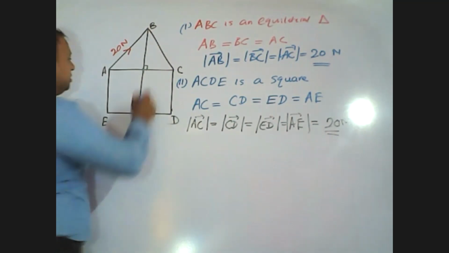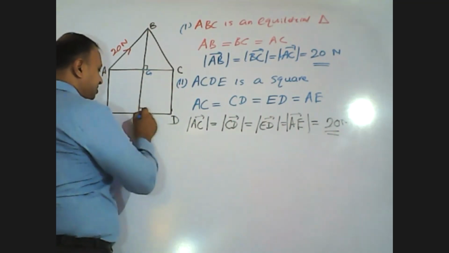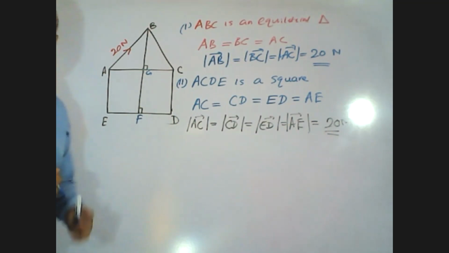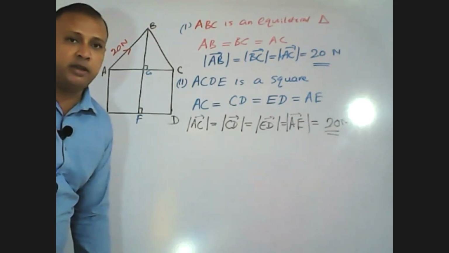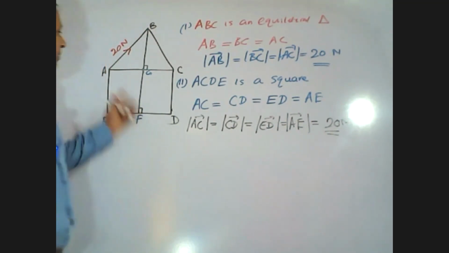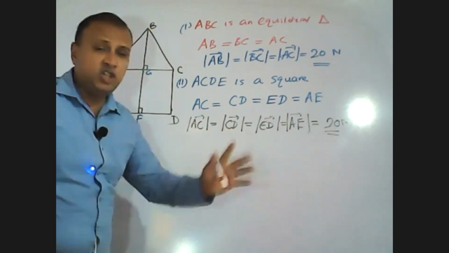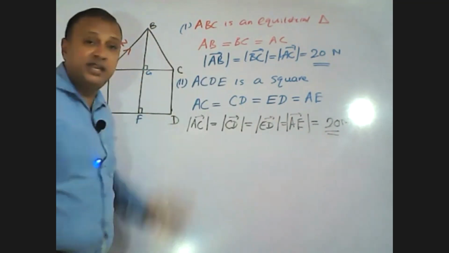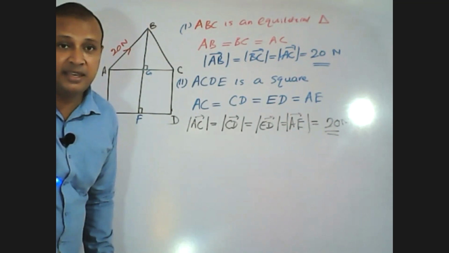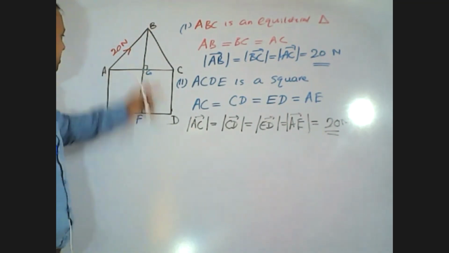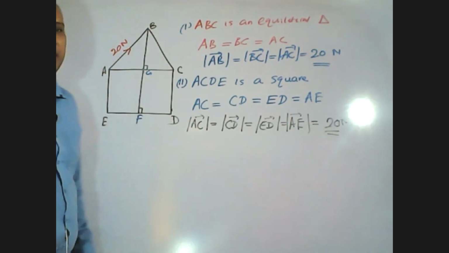G here, F here. AG. How to find AG and GC? Can anyone tell me? What is the geometrical theorem you should apply to find AG and GC?